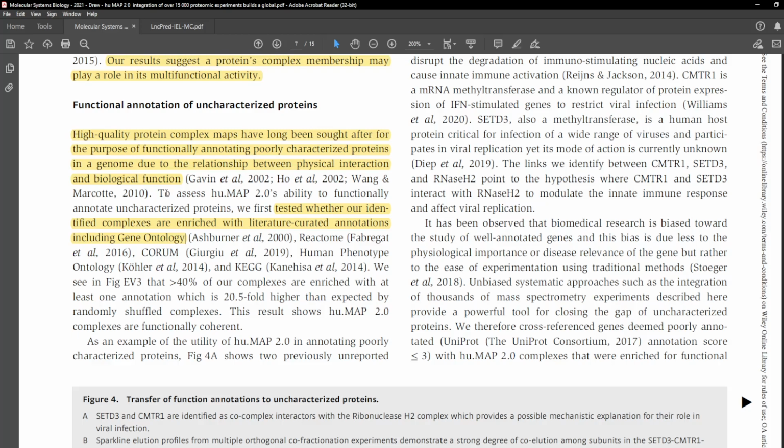We see in Fig EV3 that greater than 40% of our complexes are enriched with at least one annotation, which is 20.5-fold higher than expected by randomly shuffled complexes. This result shows Hu.MAP 2.0 complexes are functionally coherent.